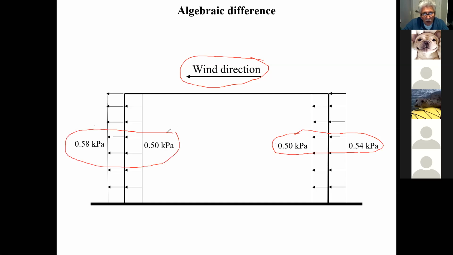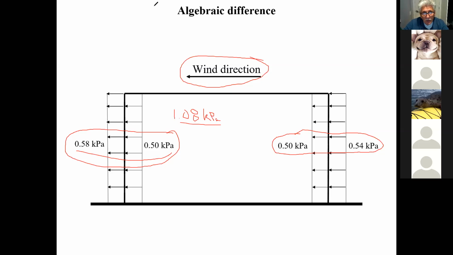And of course, the higher one is the one that's going to govern your design, and this is the one that's going to govern my design. So in other words, I will be designing for a pressure equal to 1.08 kPa. That's going to be the wind pressure that I'm going to use to design my girts. And of course, it's the same wind pressure I'm going to be using to design my columns because it's the same tributary area. It's just a coincidence.